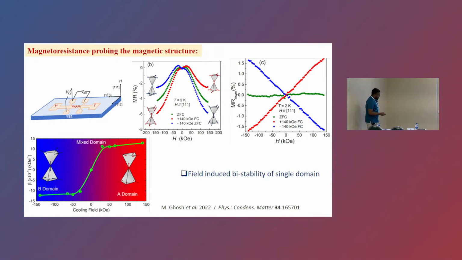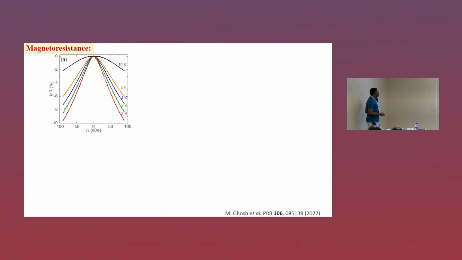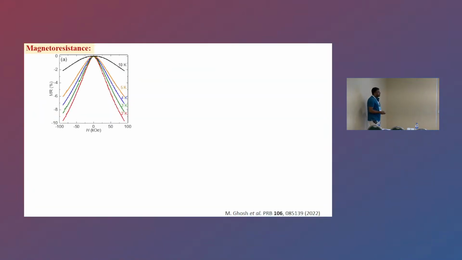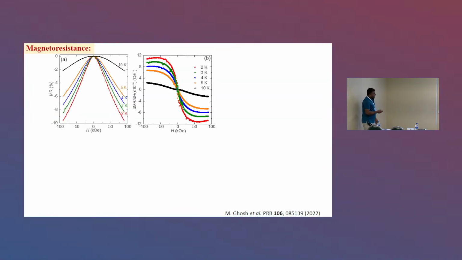Okay, so now if we go to the details, the earlier measurement was at 2 Kelvin only. Now if we go to details of measurements at different temperatures, what will happen from 2 Kelvin to 10 Kelvin? MR is negative and symmetric in both directions, and there is no hysteresis. But interestingly, in the low field region the MR is more or less behaving quadratically, whereas in the high field region it is linear, which is captured nicely in the derivative plot.